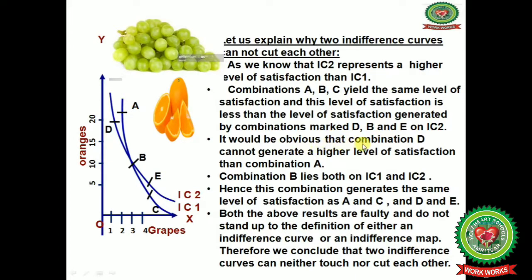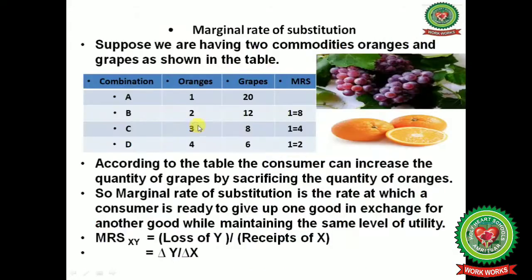It would be obvious that combination D cannot generate a higher level of satisfaction than combination A in the upper segment of intersection. Combination B lies both on IC1 and IC2, that is the intersection point. Hence this combination generates the same level of satisfaction as A and C and D and E. Both the above results are faulty and do not stand up to the definition of either an indifference curve or an indifference map. Therefore, we conclude that two indifference curves can never touch or intersect or cut each other.